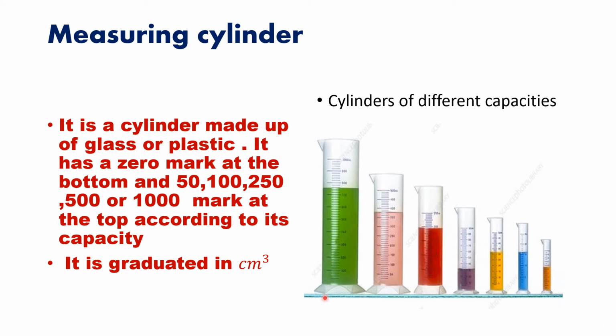Now it has a zero mark at the bottom. So here at the bottom there will be a zero mark and then there will be graduation here. That means you can see many divisions are made here. Now, these are all in centimeter cube. So at the top you can see either it will be 1000 or 500 or 250 or 50. Okay, so we can have measuring cylinders of different capacity. So we can measure any amount of volume in this.